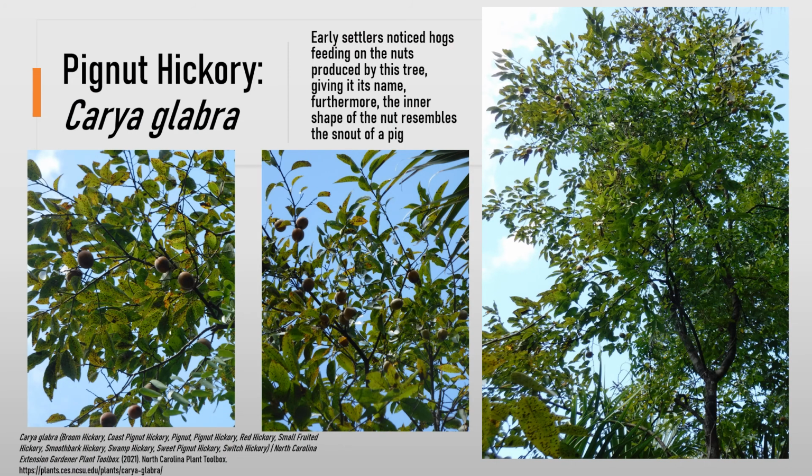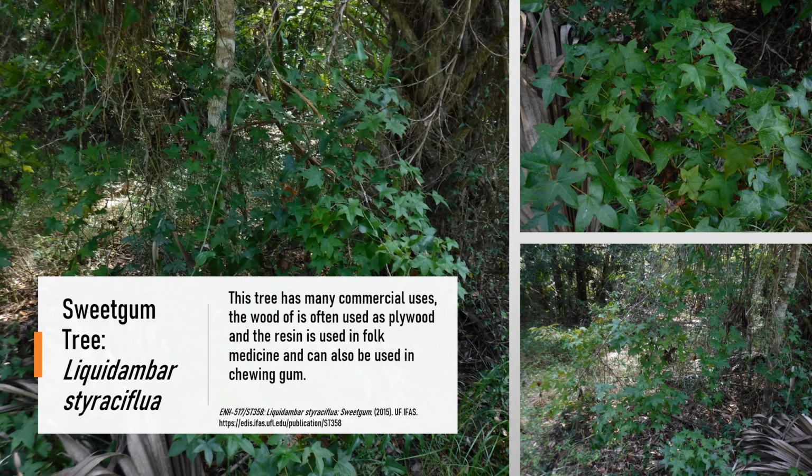The first plant species that I identified for this ecosystem was the pignut hickory, or Carya glabra. Early settlers noticed hogs feeding on the nuts that are produced by this tree. You can see them in the pictures here. That gave the tree its name, and furthermore, the inner shape of the nut actually resembles the snout of a pig.